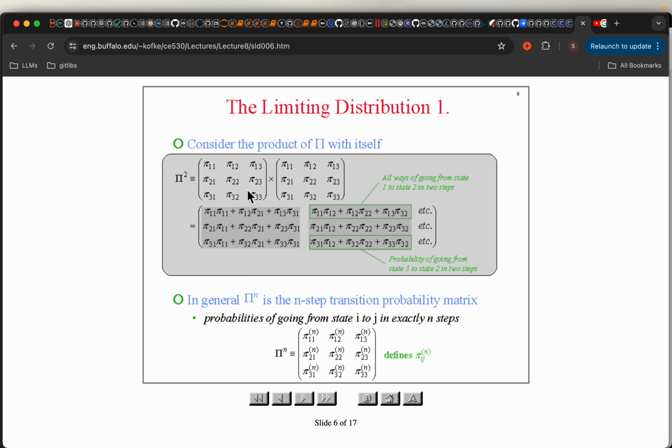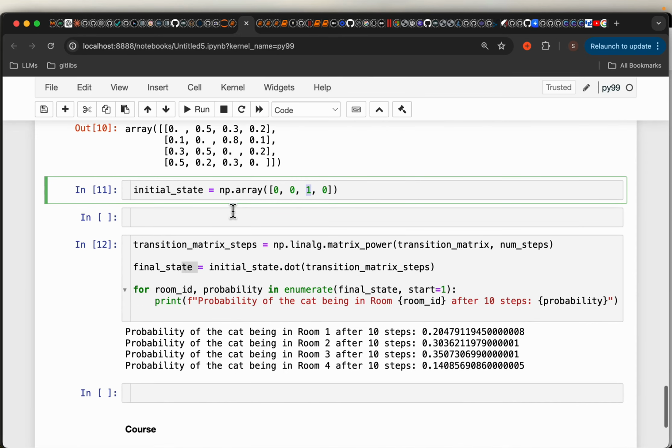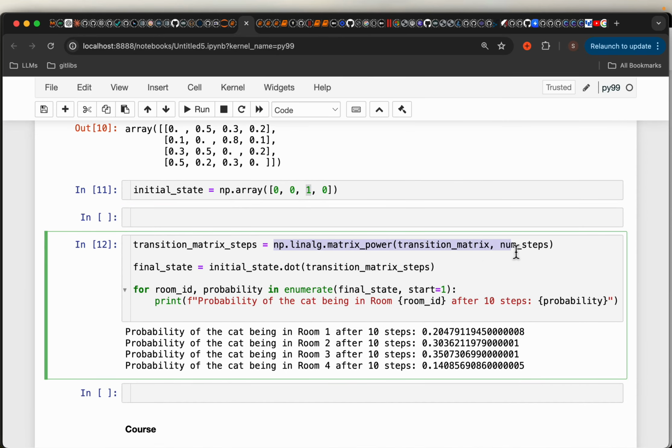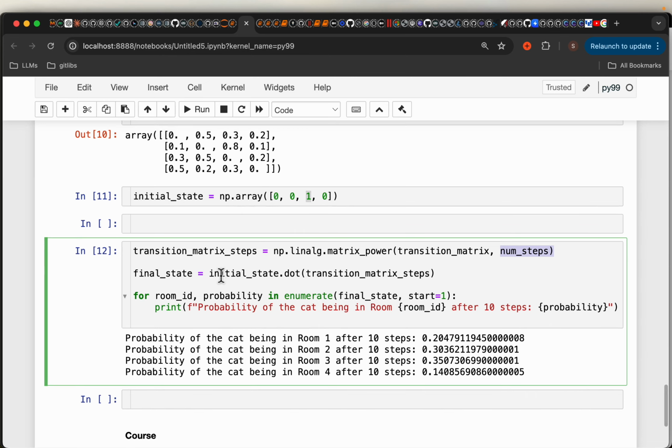So by multiplying this transition matrix by itself n number of times, each element is simply representing all the ways of moving from a certain origin to a certain destination in n number of steps, n being the power of this matrix. So what it means is, we simply take the power of this matrix with the number of steps, which is 10, and we multiply that with the initial state. That will give us the final state.